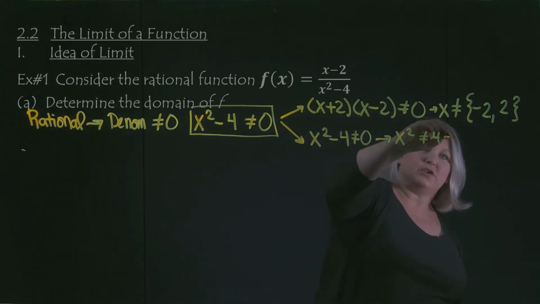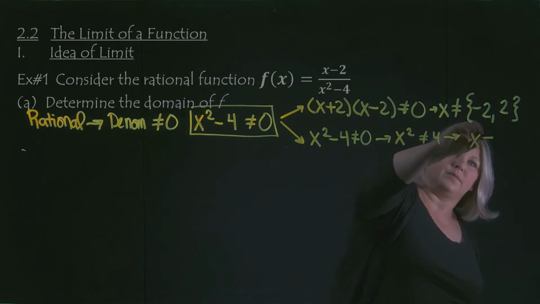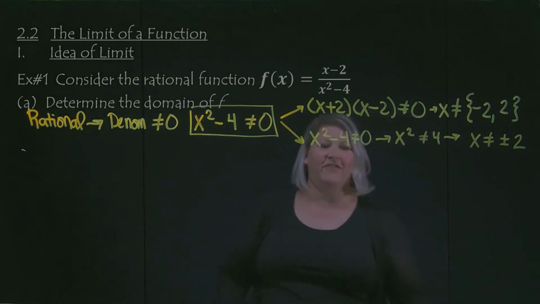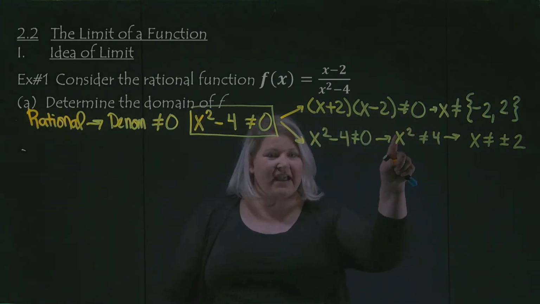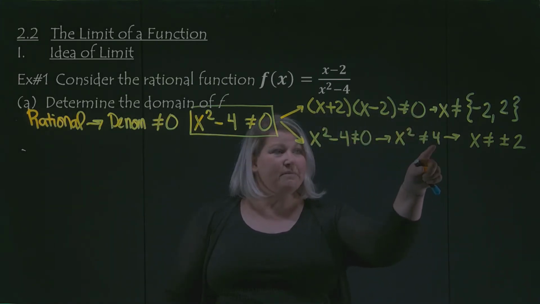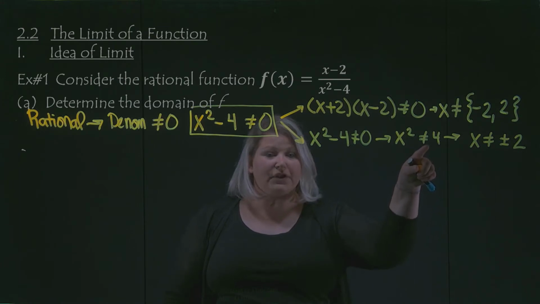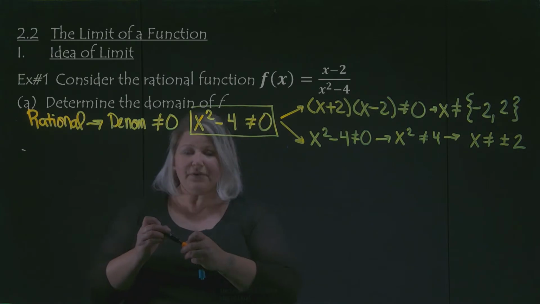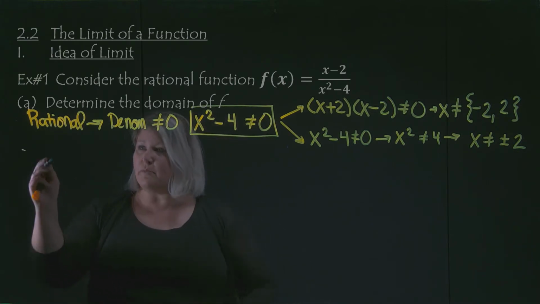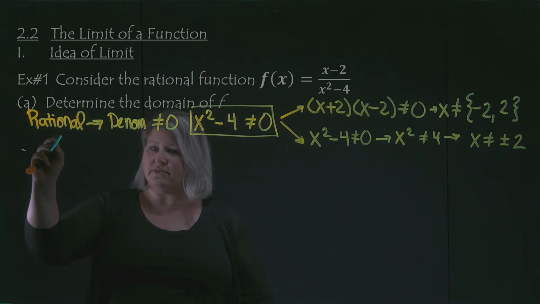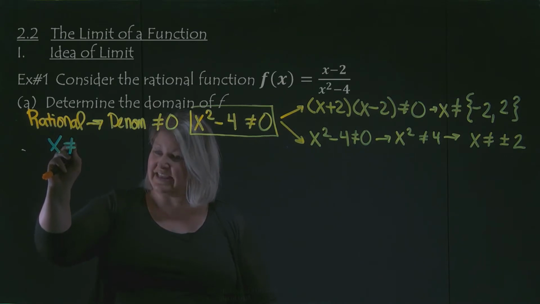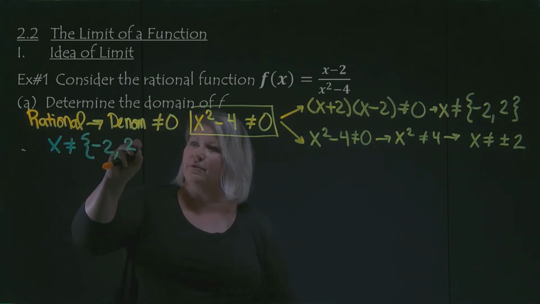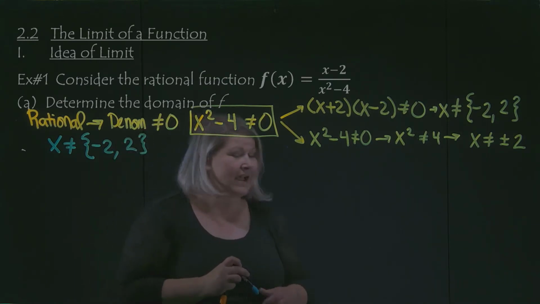Then I can take the square root. And the thing to remember about the square root is if I take the square root here, I've got an even power here. That means that what could be the square root of a positive 4 is plus or minus 2. Either way, for this domain, we get the values that x can be anything, but it can't be negative 2 or positive 2.